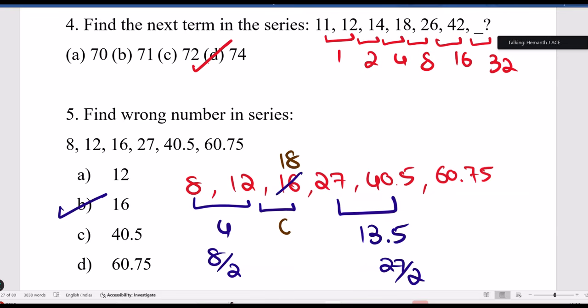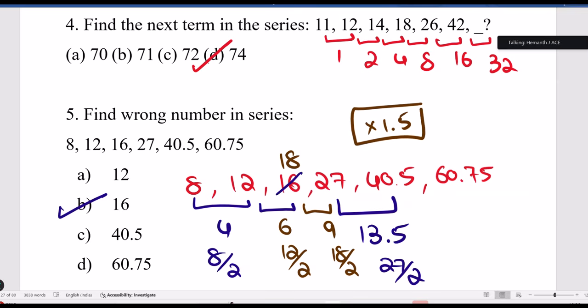Then 12, the difference is 6. That is 12 divided by 2. Here the difference is 9, which is 18 divided by 2. It will match. Half of the previous number is the difference, or multiplying with 1.5 is the logic. This 0.5, 0.75, 0.25 will come when you are multiplying with 1.5, 2.5, 3.5 like that. If you see my videos related to number series, then you can identify all those.